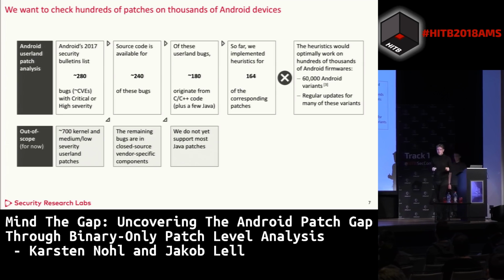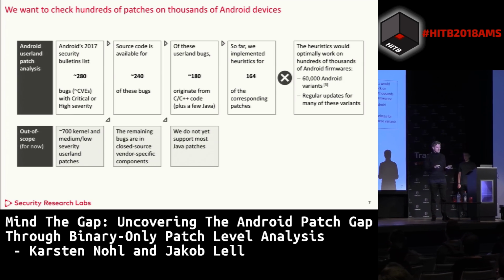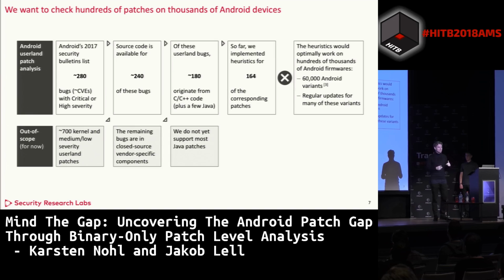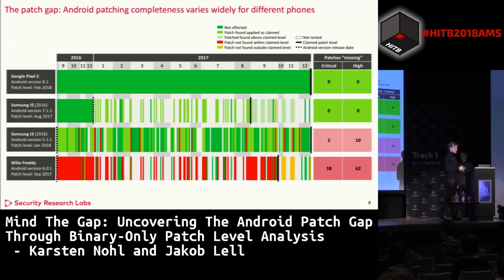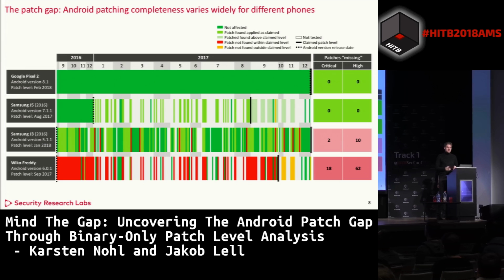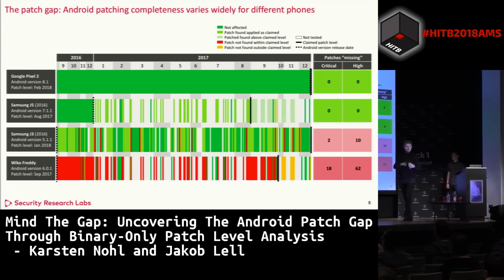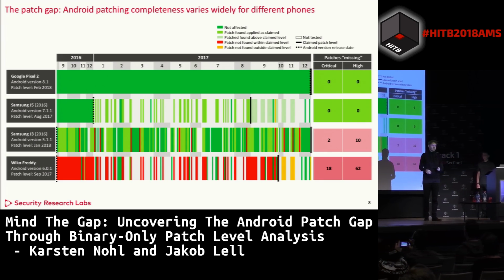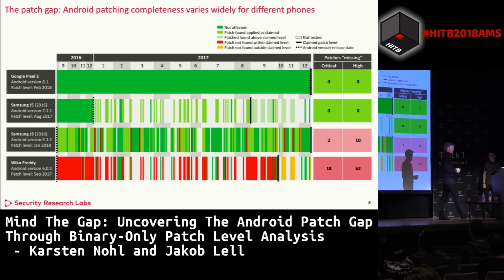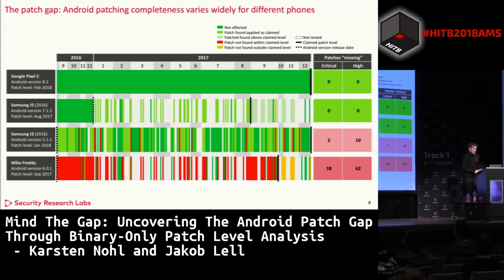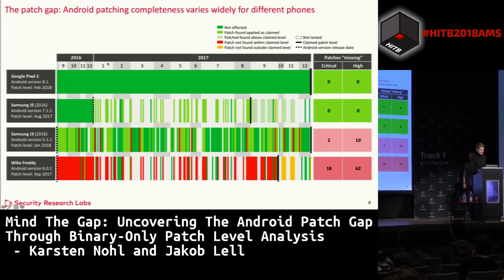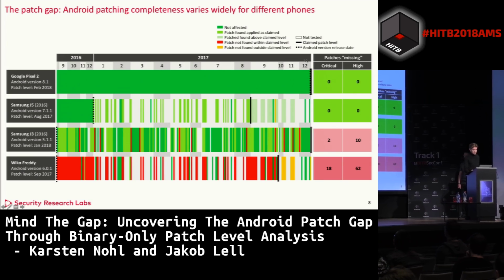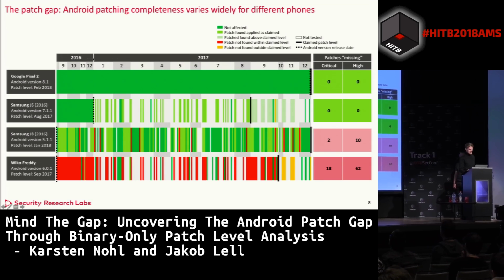Now, let me first give you some of the results of this analysis, and then later explain how we reached those results. Here are the patch results for four phones, and those cases are chosen to be kind of representative corner cases of the option space. So all other phones would fall somewhere in between those four examples. And on the x-axis, you see those 164 patches that we're testing for from 2017, plus some more from 2016.